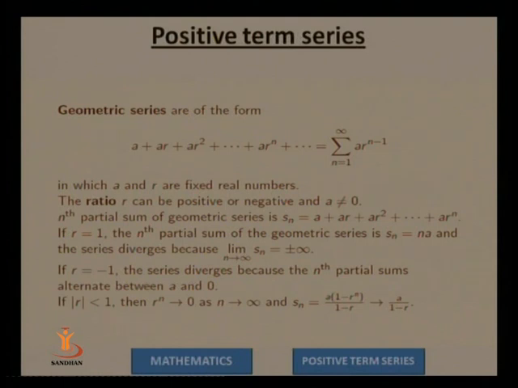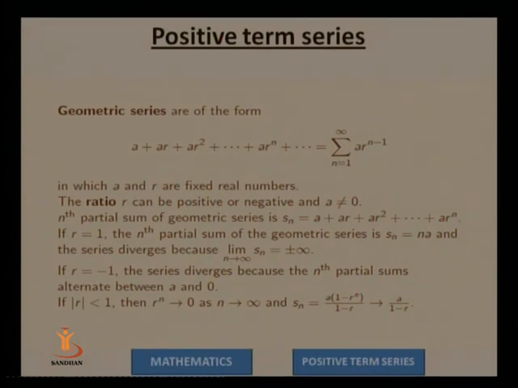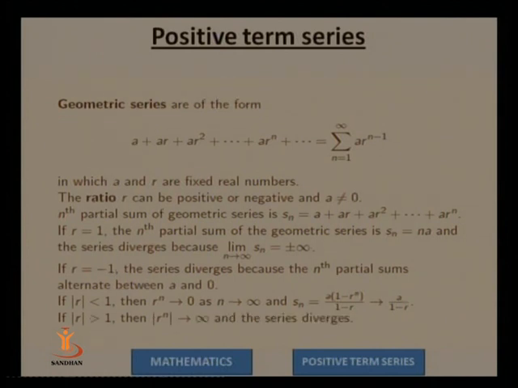Then if we have mod r less than 1, then r raised to n tends to 0 as n tends to infinity, because we know that whenever our ratio is less than 1 in absolute value, its nth power will go to 0. In that case Sn equals a times 1 minus r raised to n upon 1 minus r. That is nothing but the sum of n terms of a geometric progression, and it will go to a upon 1 minus r as n tends to infinity. So in that case we get Sn as a convergent sequence, and that limit point L is nothing but a upon 1 minus r. So in this case we get a convergent series.